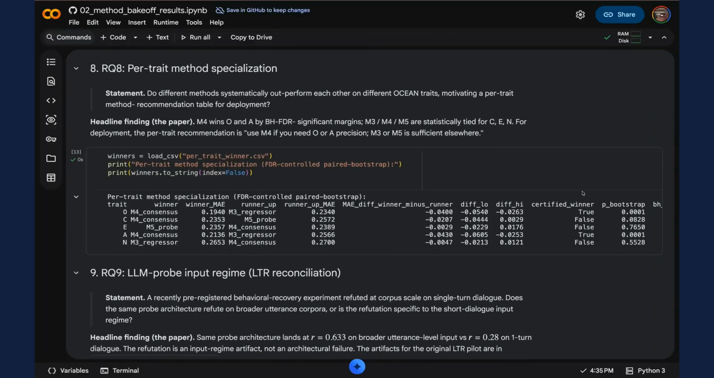Research question 8 is the deployment table. M4 wins openness and agreeableness by statistically certified margins. For the other 3 factors, the top methods are tied, so the cheaper options are sufficient.